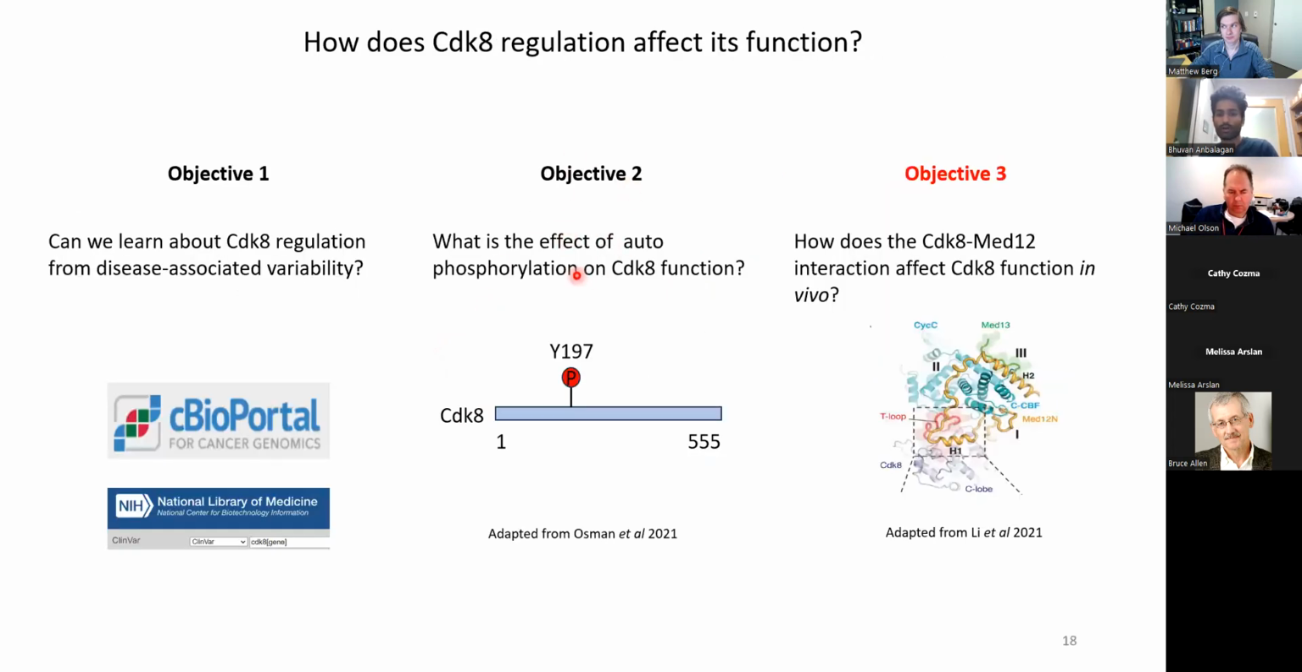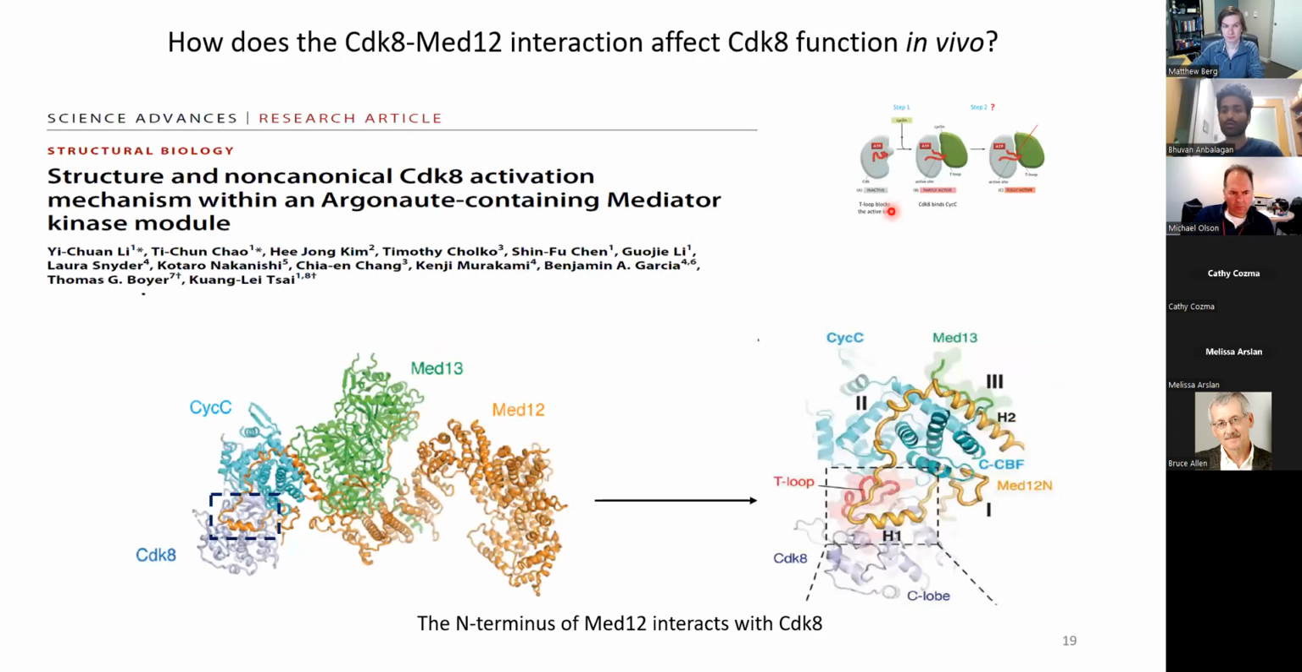So in the interest of time, I'm moving on to objective 3, where I'm studying how the CDK8 MED12 interaction affects CDK8 function in vivo. And if you remember, I spoke about how CDK8 is missing a phosphorylated residue on the activation loop, so we still don't know how it becomes fully active. In this paper, through structural studies, they predicted that the N-terminal region of MED12 interacts with CDK8, which causes a conformational change in the T loop, making it stable, which might compensate for the missing phosphorylated residue on the T loop.